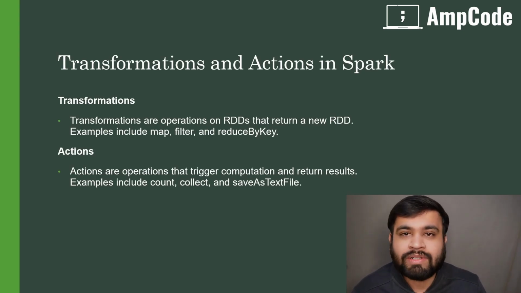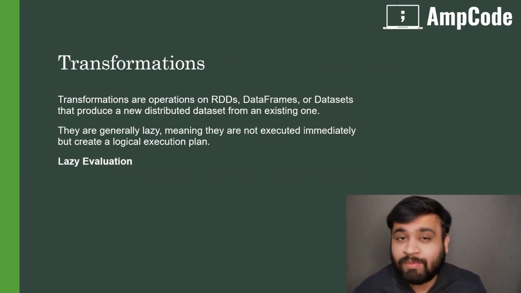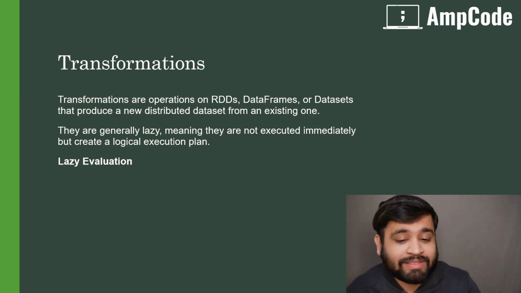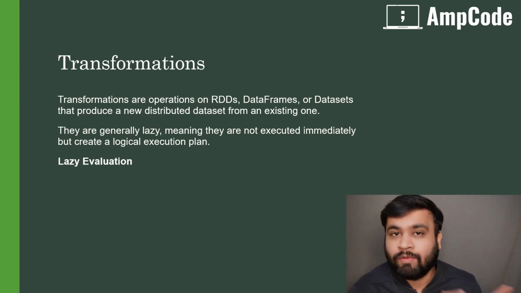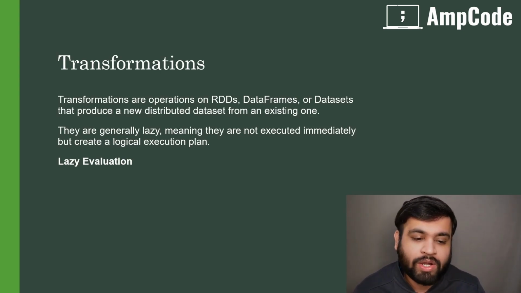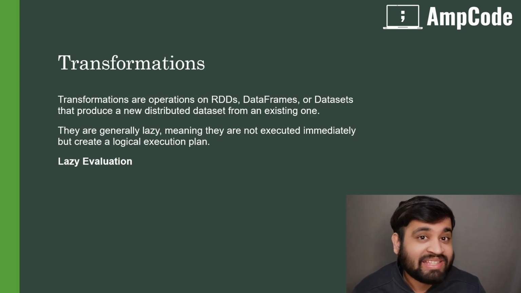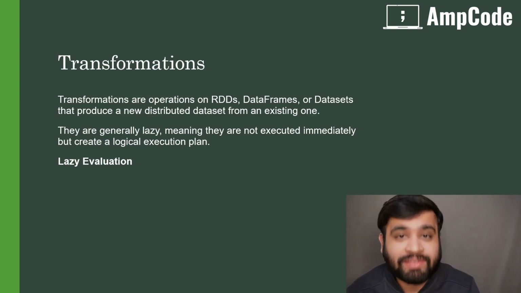So let's talk about transformations in detail. As you already know, transformations are operations on top of the RDD, data frame, or datasets, and they produce a new distributed dataset from the existing one. Since it is immutable, you have to create a new one with the help of the previous RDD or data frame. They are generally lazy, so we are going to talk about lazy evaluation also. Lazy evaluation means that they are not executed immediately, but they will create a logical execution plan.